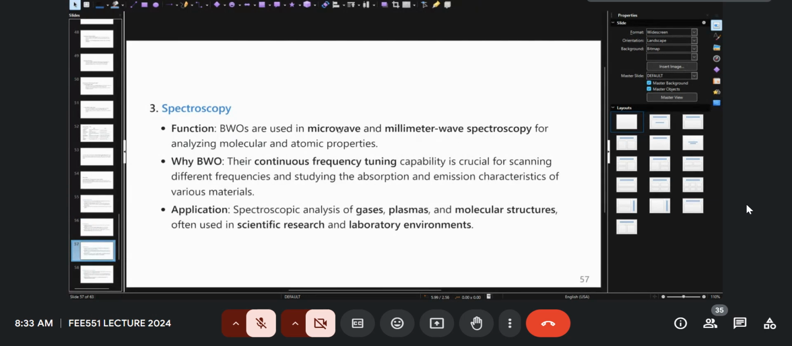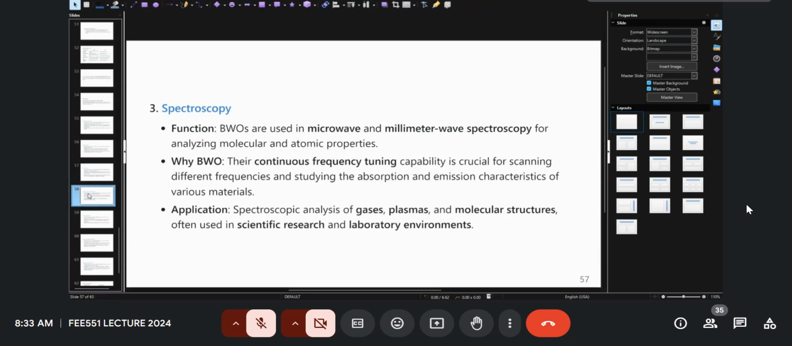Spectroscopy: BWOs are used in millimeter and microwave spectroscopy for analyzing molecular and atomic properties. Here, the continuous frequency tuning is used for scanning different frequencies and studying the absorption and emission characteristics. The applications here in spectroscopy are analysis of gases, plasmas, and molecular structures, in scientific research and laboratory work.